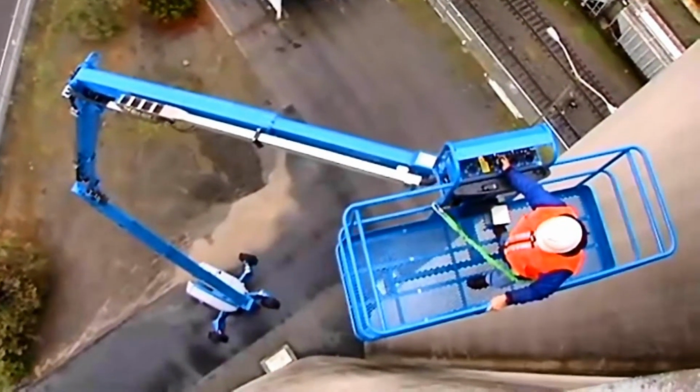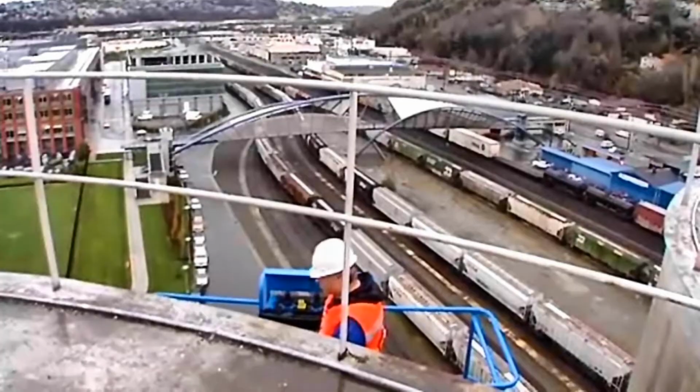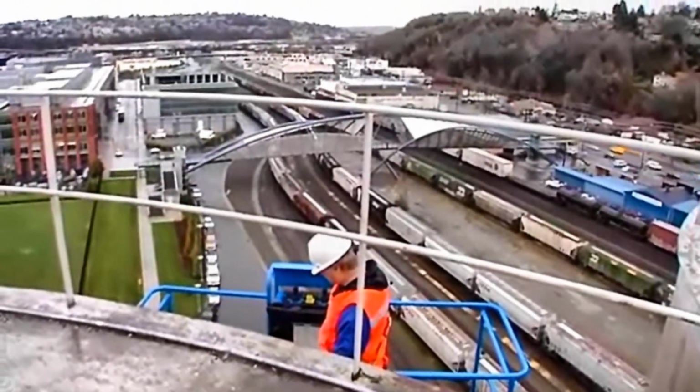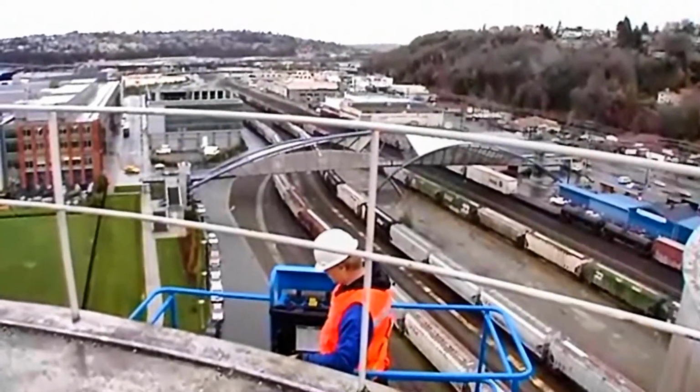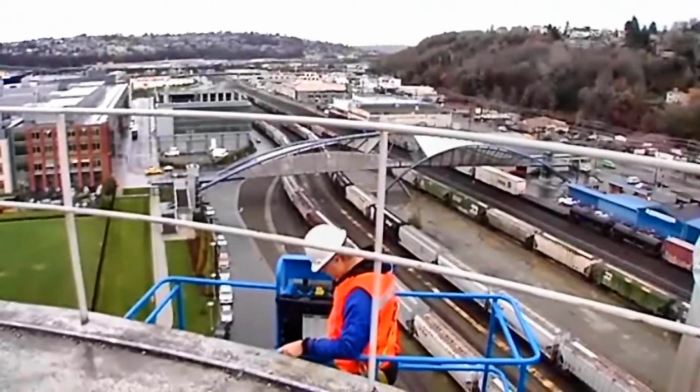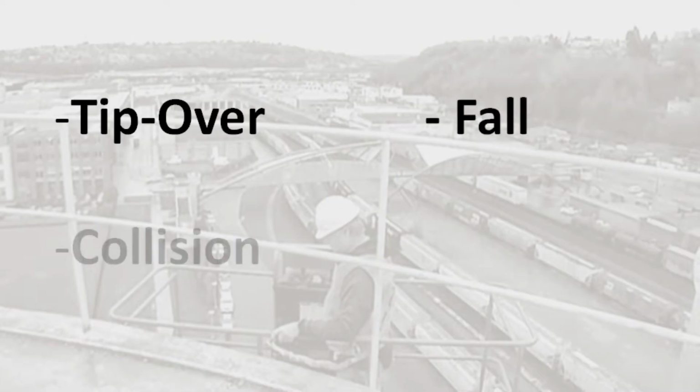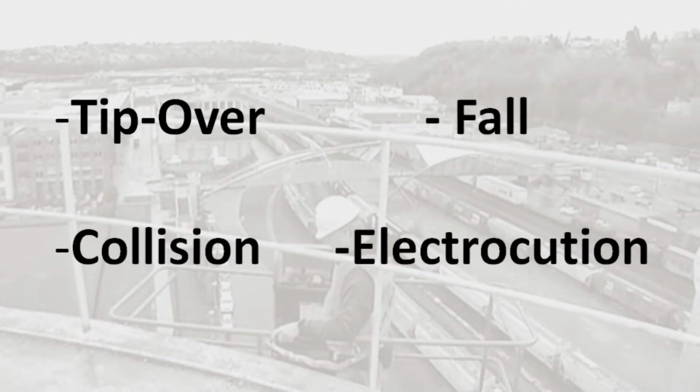Now that you know your responsibilities, you need to learn about the hazards you may encounter while operating any type of MEWP. The focus of this section is to help you learn how to identify hazards so you can protect yourself and others from injury in the workplace. We'll cover 4 categories of hazards that you need to understand and avoid. They are tip over, fall, collision, and electrocution hazards.